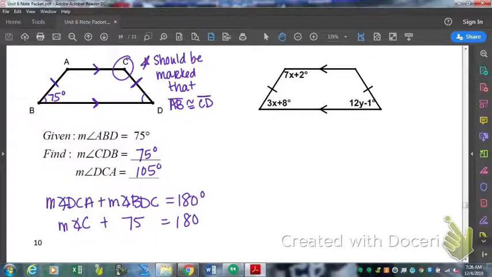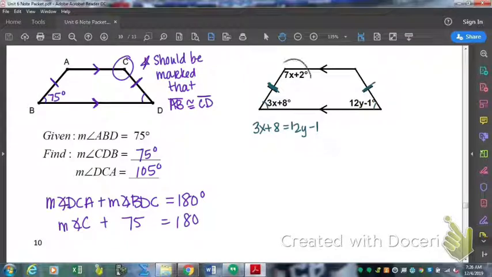Okay, so we found all of our missing pieces there. And then in this last one here, it actually came with the appropriate markings this time. Imagine that. So let's mark what we know. Okay, so we know if I have an isosceles trapezoid, I have my isosceles markings right here and also right here. So that tells me that these two base angles are congruent. Excellent, awesome, wonderful. So I know that 3x plus 8 has to equal 12y minus 1.